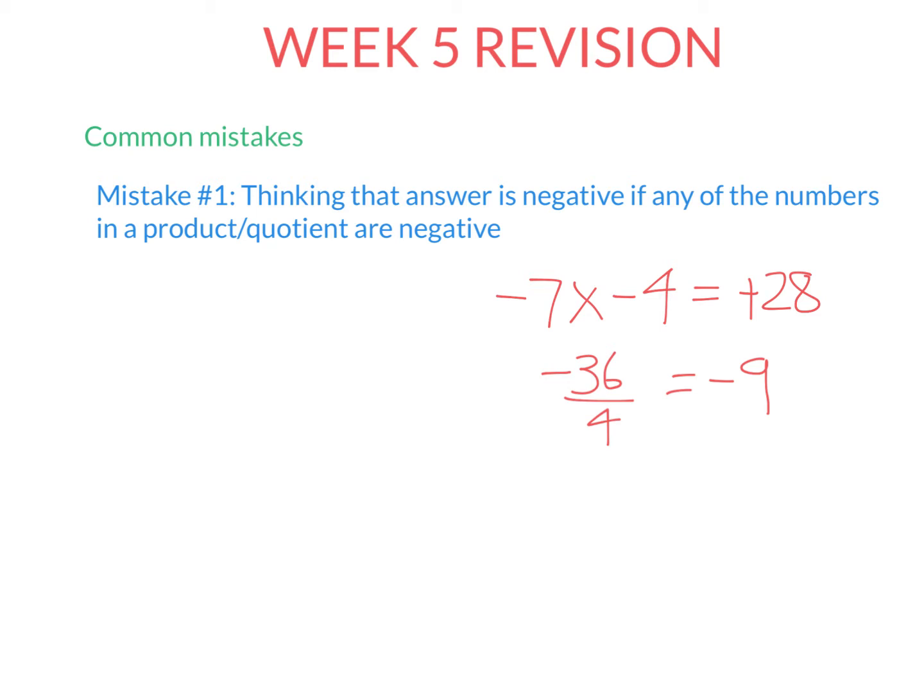So, if you multiply two negatives or divide two negatives, you get a positive answer. If you multiply two numbers or divide two numbers and only one is negative, then the answer is negative. All right, let's move on to the next mistake.